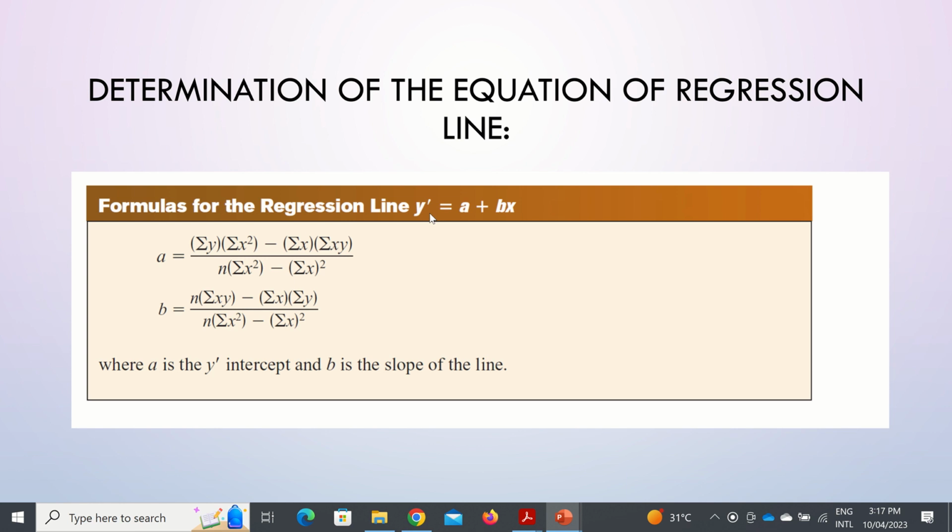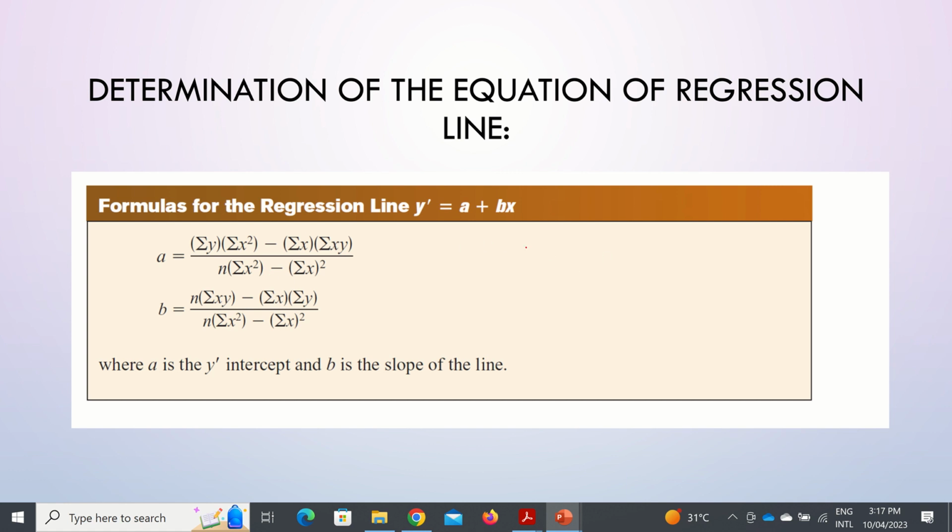So y dash is a plus bx, that's the simple equation of a line. This is the y-intercept, and this is the slope of that line. The y-intercept can be found by using this formula, whereas the coefficient known as the slope can be found by using this formula. Now the question is, how do we find these values of a and b? I'm just giving you a few hints here.